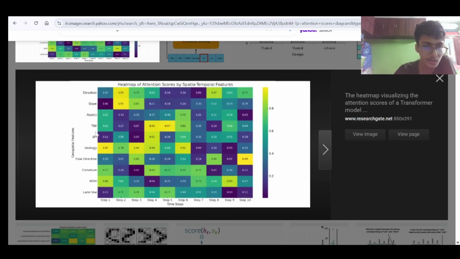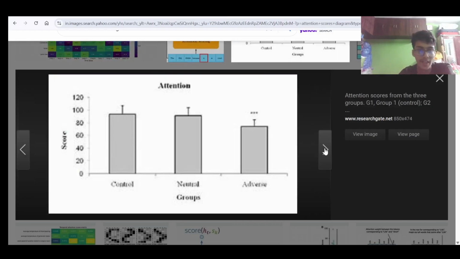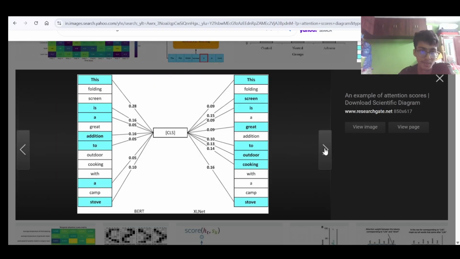Look at this: 1, 2, 3, 4, 5, 6, 7, 8, 9, 10. 1, 2, 3, 4, 5, 6, 7, 8. So understand, elevation belongs to elevation. Look at the scores. Whichever gets the highest score has the highest attention score. So who has the highest attention score? You can see curvature 0.77, then NDVI. That essentially means that elevation is strongly related to NDVI and so on. A higher attention score means a higher relationship between them.